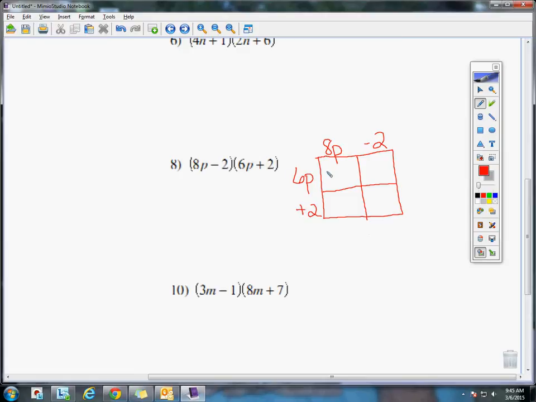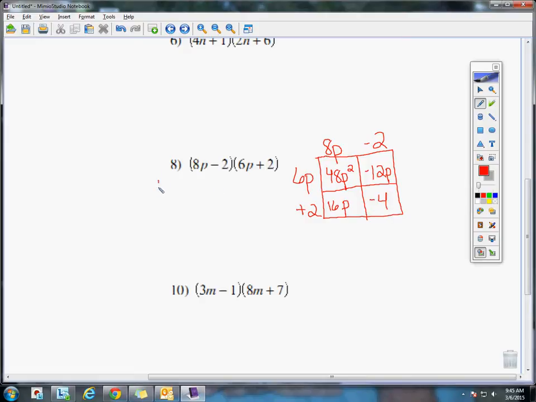6 times 8 is 48. P times p is p squared. 6 times negative 2 is negative 12. Don't forget your p. 2 times 8 is 16. Again, don't forget the p. 2 times negative 2 is negative 4.